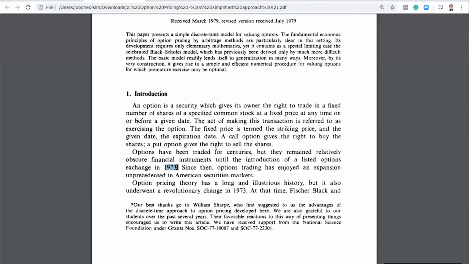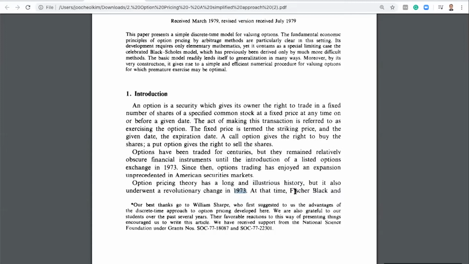And strangely enough, that 1973 is also a very important year in the pricing of options. So the next paragraph says option pricing theory. This is not about trading options, it's about the theory on how to value options, how to make the price of options. It has also a long and illustrious history, but it also underwent a revolutionary change in 1973.